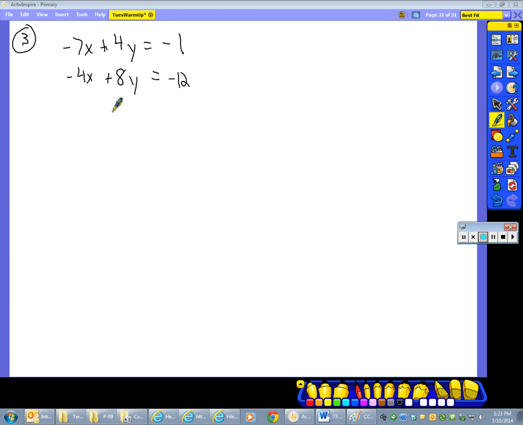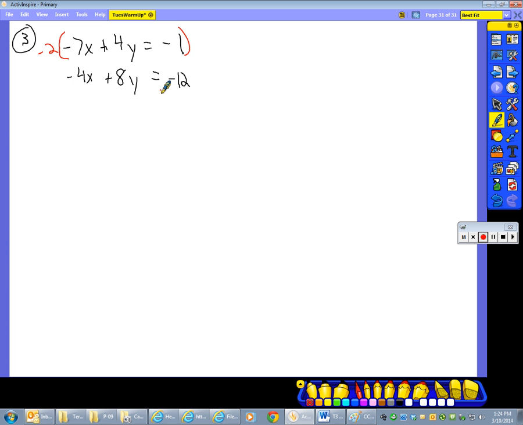So now, this guy is already a positive 8y, so I'm just going to leave him the way he is. What I'm going to try is to make this guy right here a negative 8y. So, someone raise your hand and tell me, what do I multiply this first equation by in order to make this a negative 8y? What do you think, Ashton? Negative 2. You got it. Good job, Ashton.